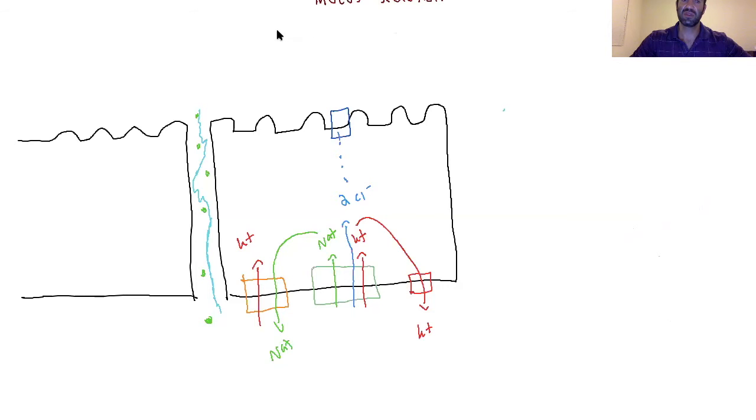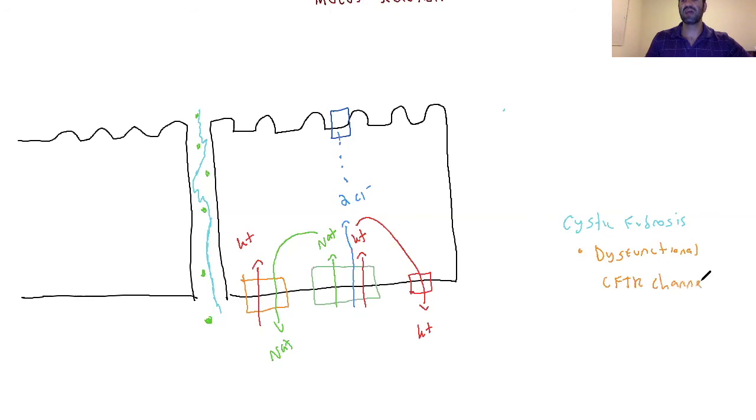Let me go ahead and write that here. So we have cystic fibrosis, and it's going to be caused by a dysfunctional CFTR channel.